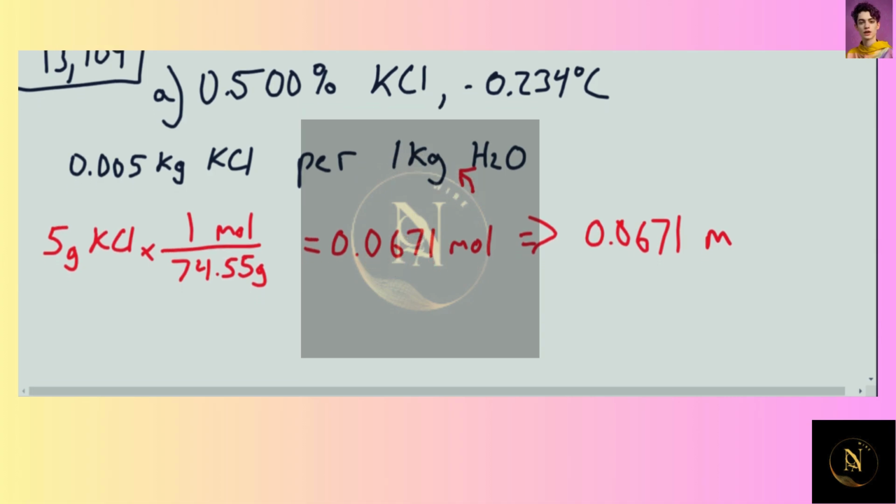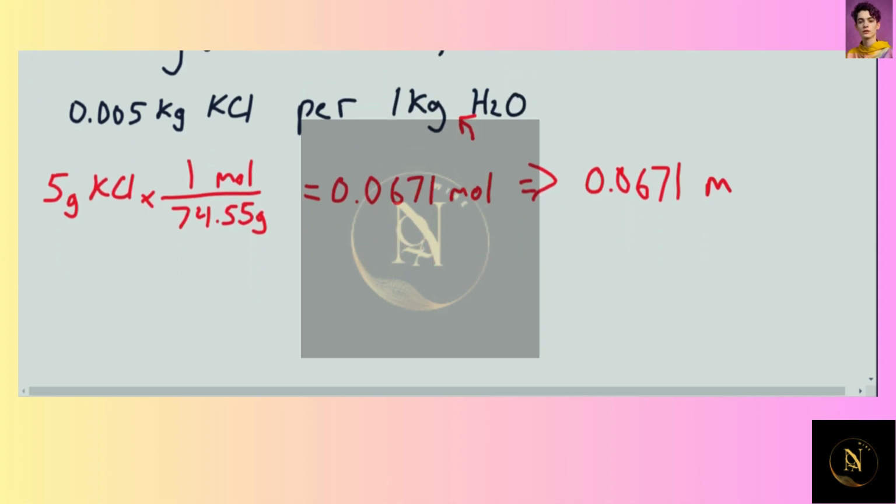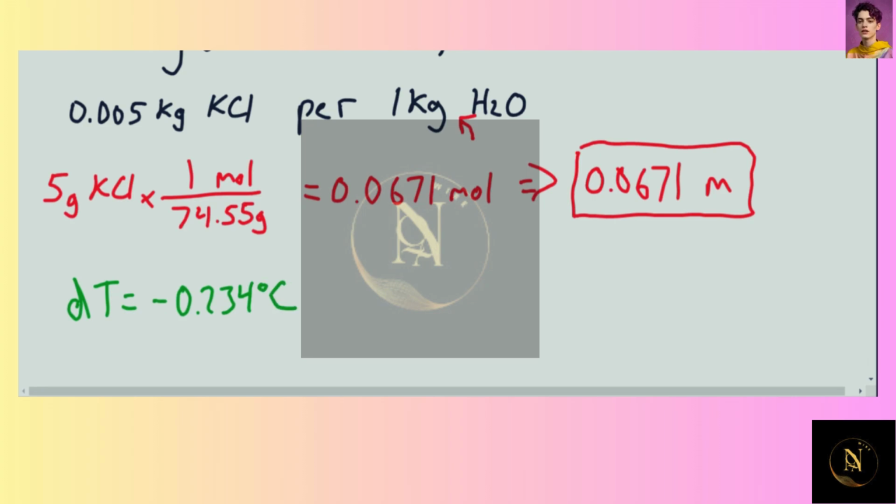So what we need to find out is the molality, which we just calculated, and then we need to find out the Van't Hoff factor. So we know dT. dT is given in the problem as negative 0.234. And so we just calculated molality, so we can plug this into our equation.